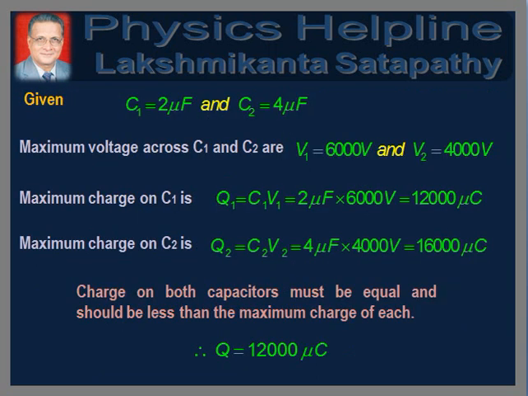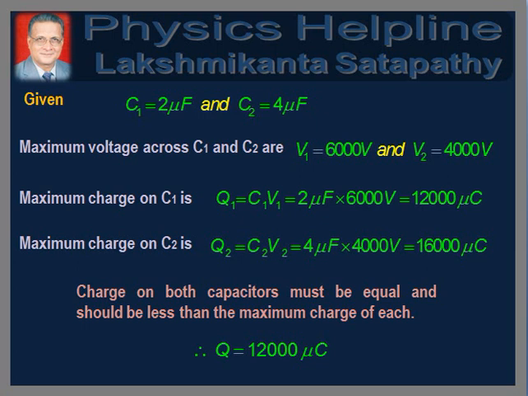It is given in the question that C1 is equal to 2 μF and C2 is equal to 4 μF. Also, maximum voltages across C1 and C2 are V1 equal to 6000 volts and V2 equal to 4000 volts. Therefore, maximum charge on C1 and C2 are Q1 equal to C1 V1, which is equal to 2 μF into 6000 volts, which is equal to 12,000 μC, and Q2 equal to C2 V2, which is equal to 4 μF into 4000 volts, which is equal to 16,000 μC.